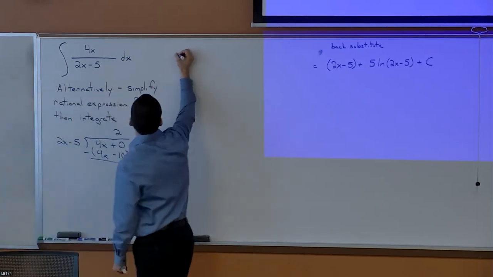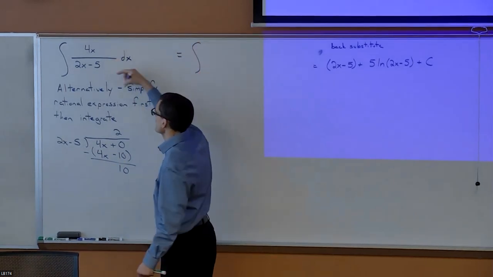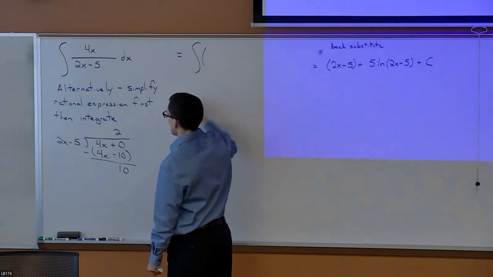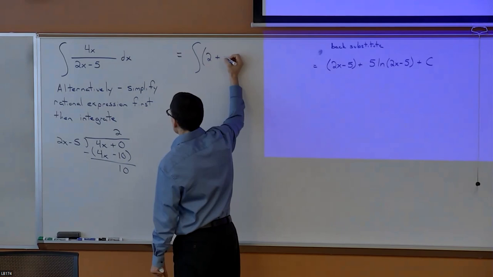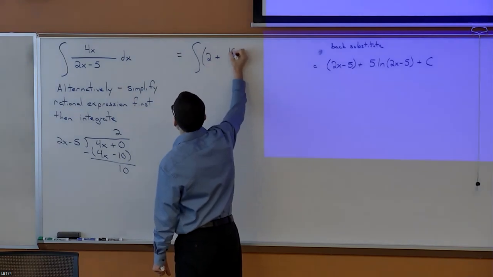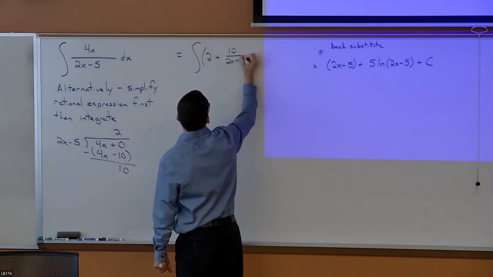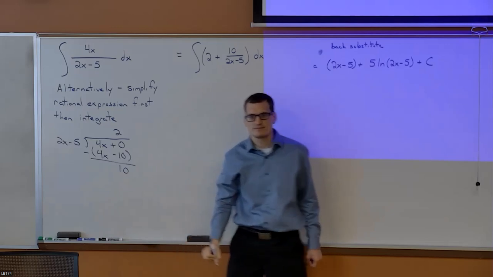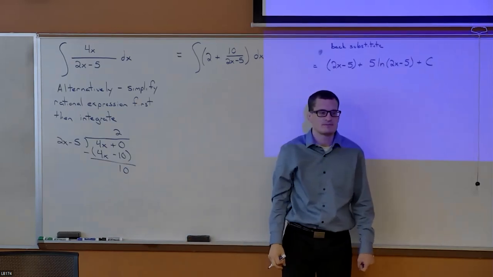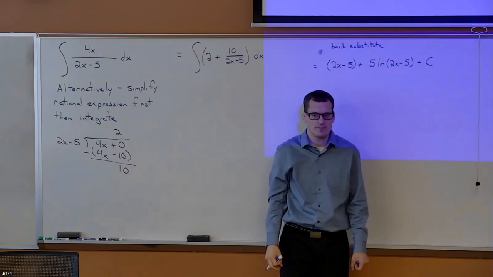And so if I were to simplify that, this rational expression could also have been written as 2 plus 10 over 2x minus 5 dx. Is that okay?